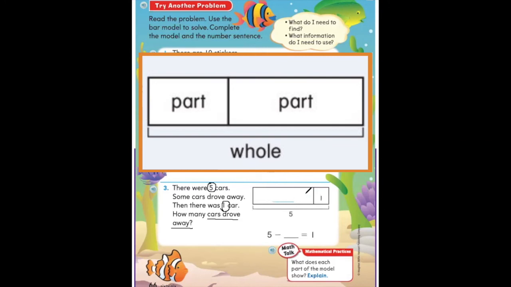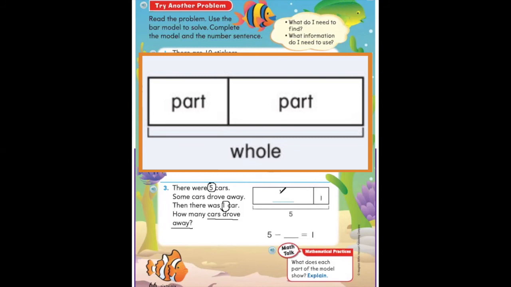Now we have to find out how many cars drove away. We're finding out the missing part of our whole. That means we need to find the missing number that would make the 2 parts equal to the whole 5. We can see from the model how we need to subtract. 5 minus our number equals 1. What number would make the 2 parts equal to the whole?